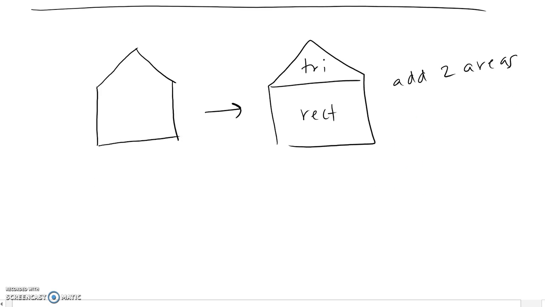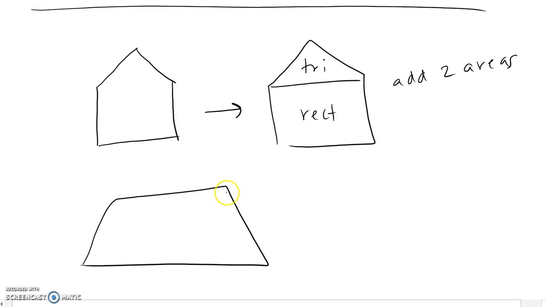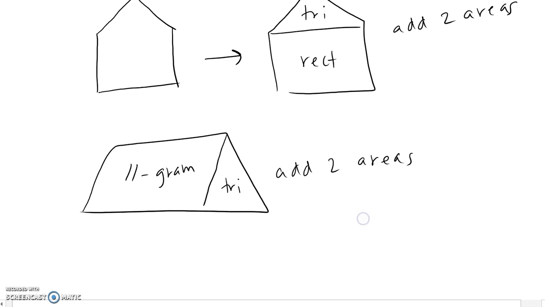If I had something that looked more like this, I could cut it into, say, a parallelogram and a triangle, and then add the two areas. Just figure out what you need to do to make it into shapes that you can do. So that is the end of the notes for lesson 7-1.